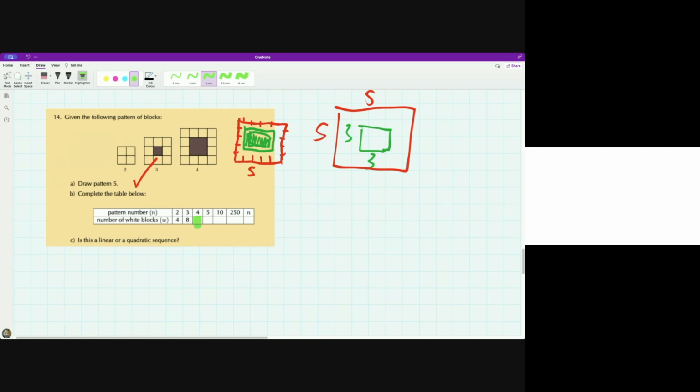Let's see how alert you guys are. You're quite right, this is going to be 12. What do you think is going to come next over here? Okay, 16. Now, I've noticed something. Is this pattern that I'm currently doing with the white blocks a linear or a quadratic number pattern, or quadratic sequence? Is it linear or is it quadratic?